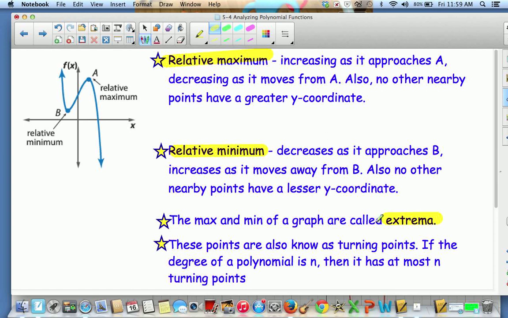So if the degree of the polynomial is n, then it has at most n turning points. And I would want to change that actually. I was like, wait a minute, that doesn't sound right. It should be n minus 1 turning points. Otherwise, that'd be incorrect. So n minus 1 turning points. So we know this could be to the third power because we have 2 turning points.